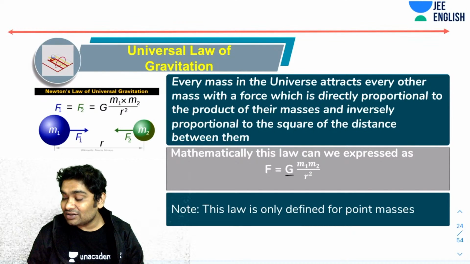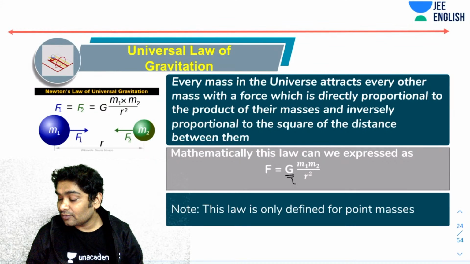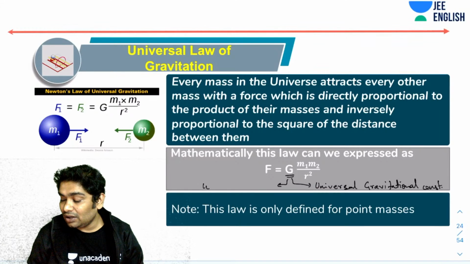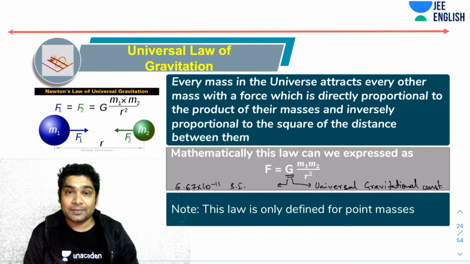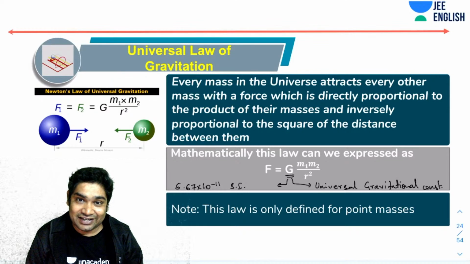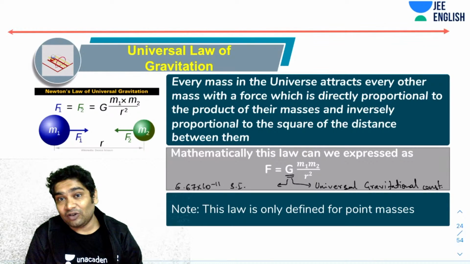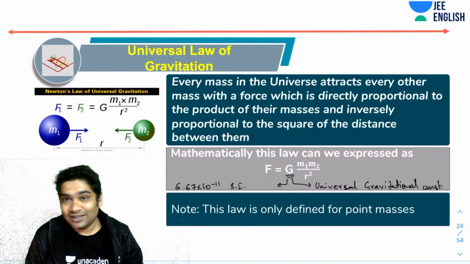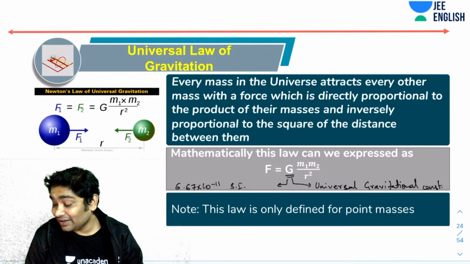Now G is the universal gravitational constant, and its value is 6.67 times 10 to the power minus 11 in SI units. In fact, Newton did not know the value of G. When he gave his law, he just left G as it is. The value of G was found by Cavendish much later, in the early 1800s. Cavendish did this experiment and found the value of G. So for almost 100 years, nobody knew the value of G. That's a great thing.